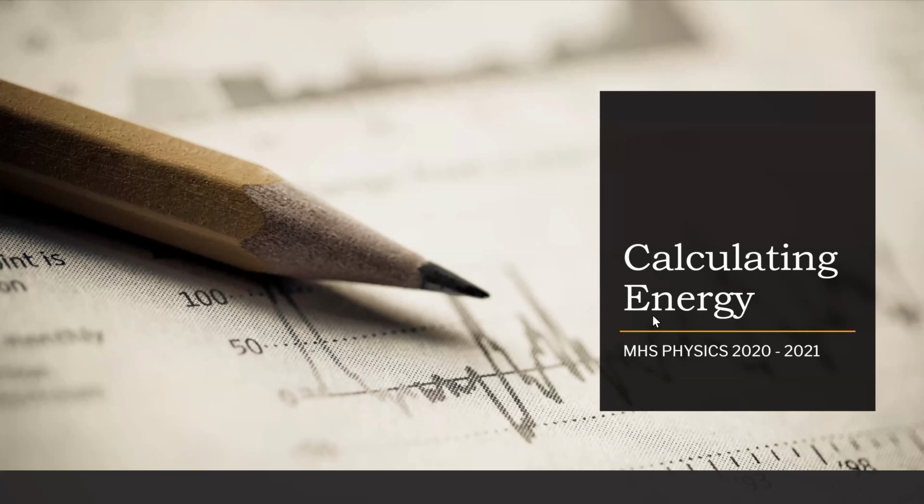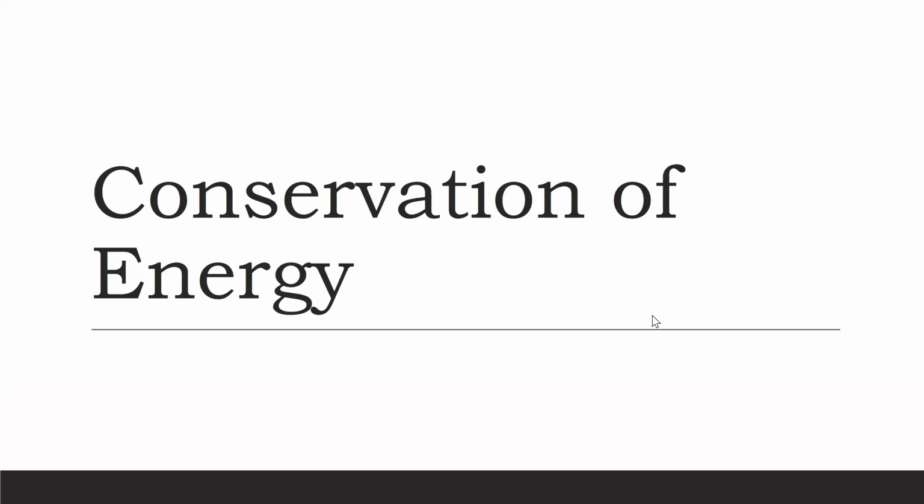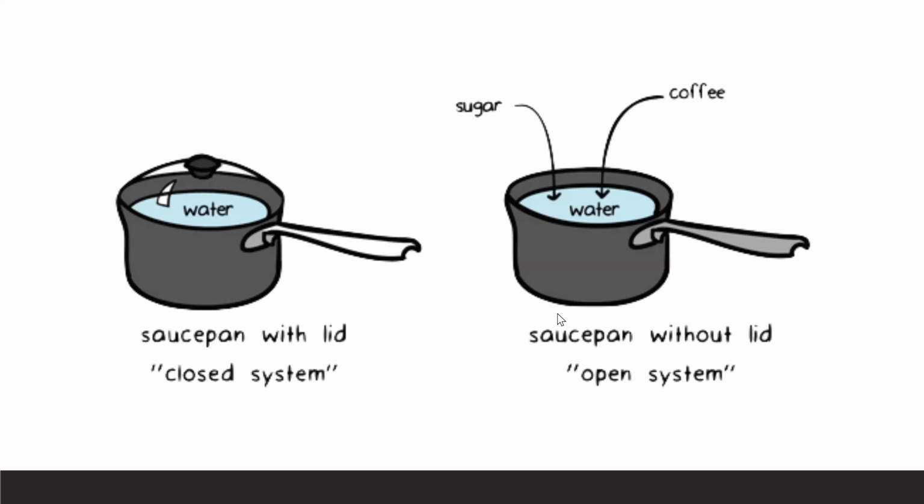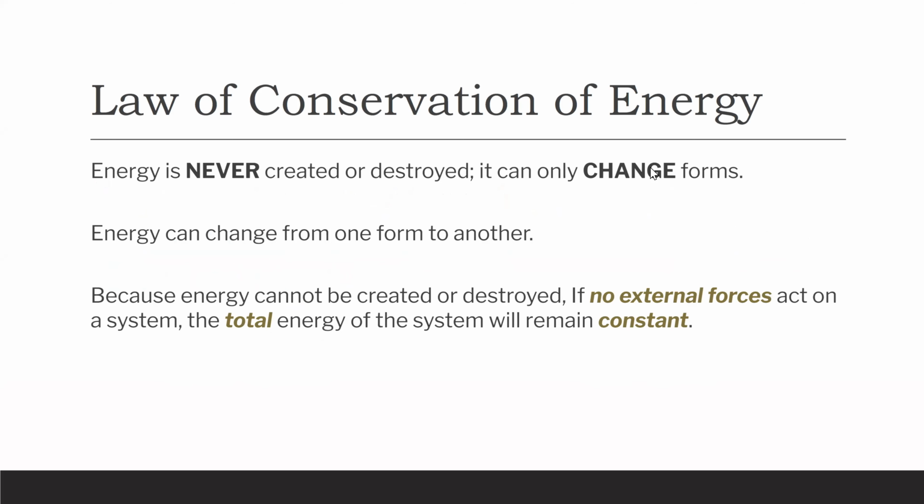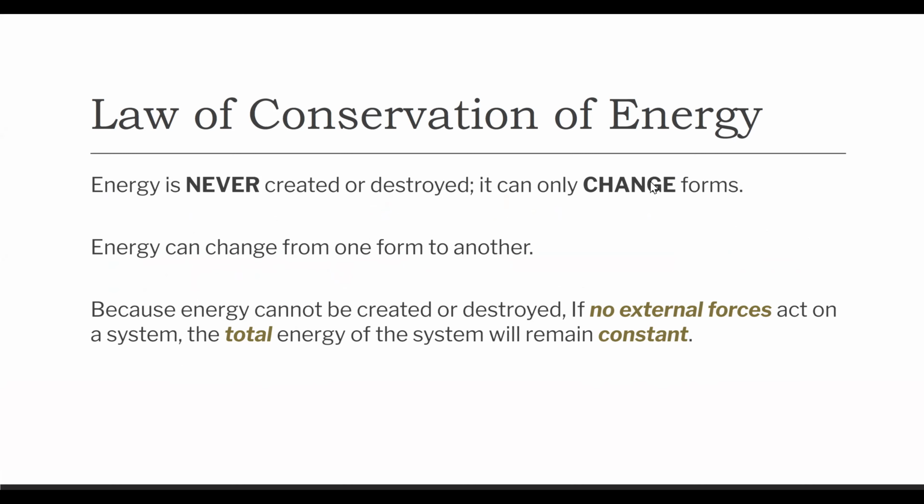If you're following along on your notes, make sure you're on the correct slide. So, conservation of energy, we talked about this just a little bit already. We're going to skip past open and closed systems for just a second and go right to the law of conservation of energy. Energy, just like mass and matter, can never be created or destroyed. Never. You cannot just magically make heat. It has to come from somewhere. It can, however, change forms.